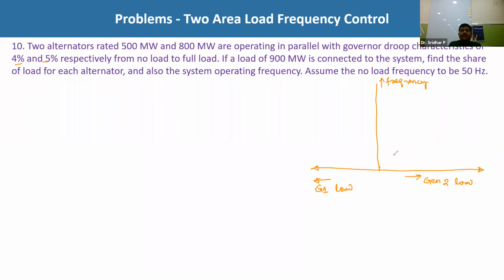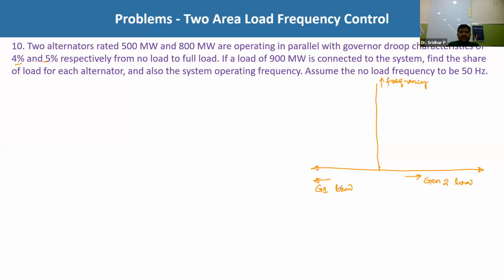What are the droop characteristics? Droop characteristics are the characteristics drawn between load and frequency. Now, what about the axes? Load you have to select on the x-axis and the frequency you have to keep on the y-axis. So here also I'm doing the same thing.